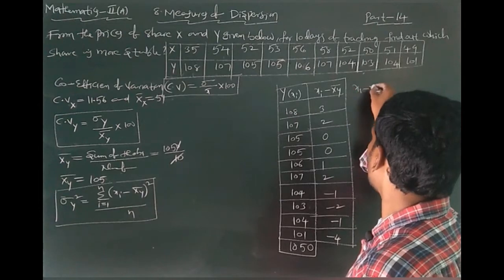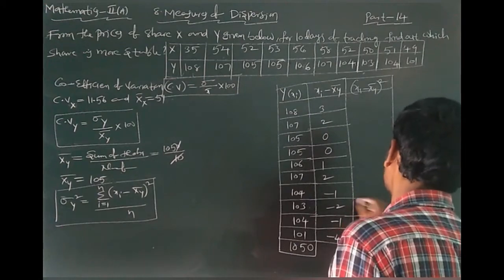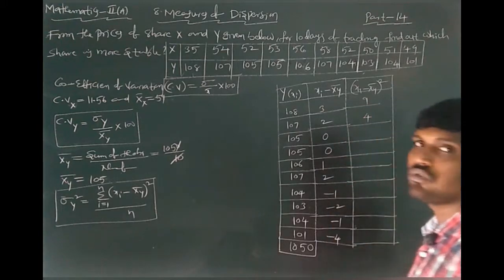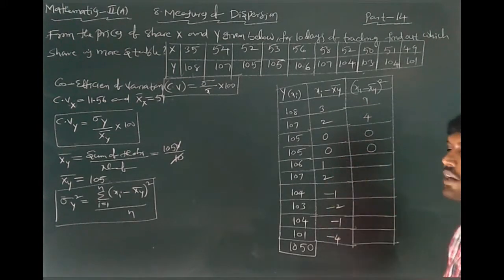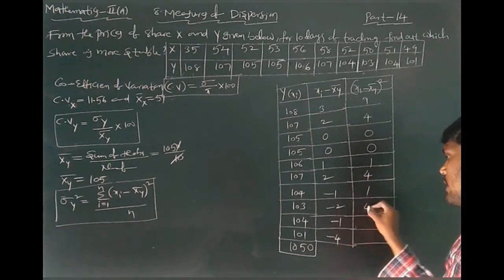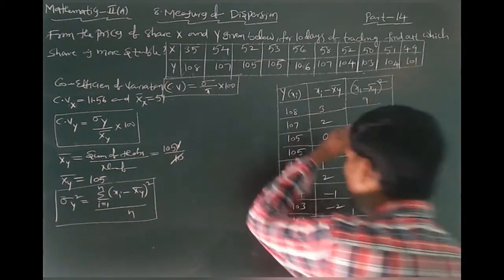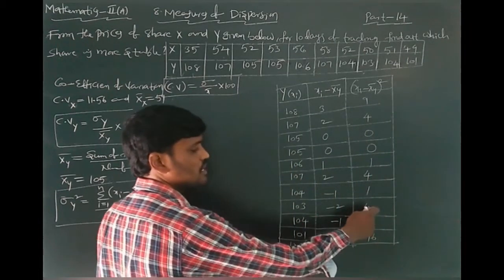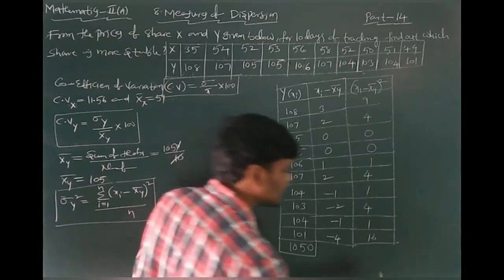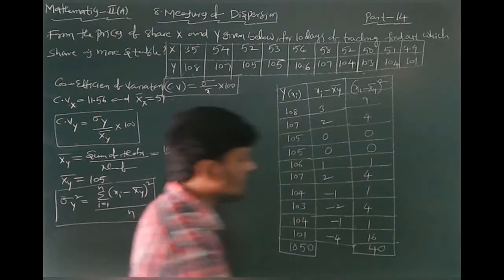After that it goes to (xi minus y bar) whole square. Squaring all the terms, 3 square is 9, 2 square is 4, 0 square is 0, 0 square is 0, 1 square is 1, 2 square is 4, minus 1 square is 1, minus 2 square is 4, minus 1 square is 1, minus 4 square is 16. Adding all terms, the total value is only 40.